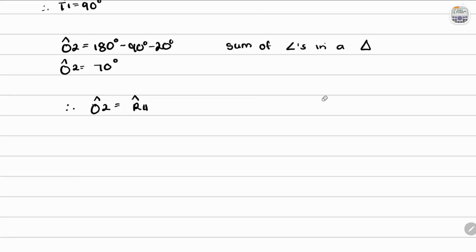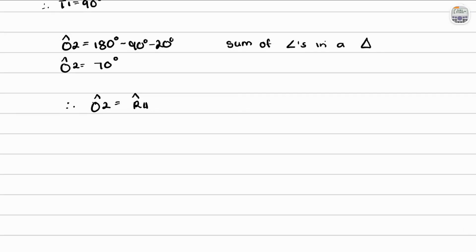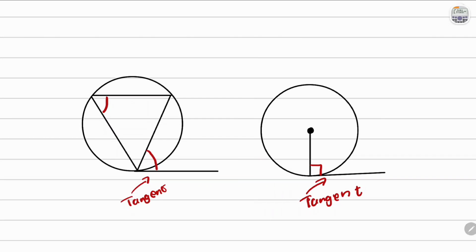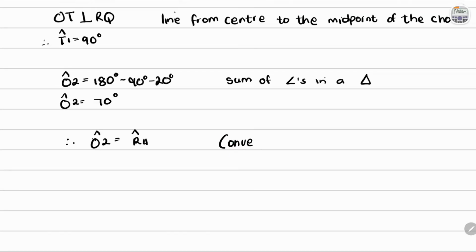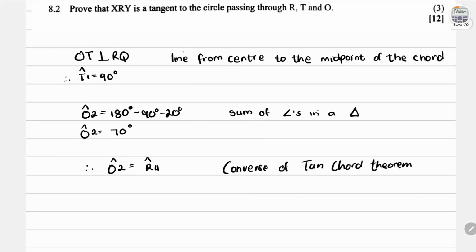Now this theorem, I can't just say because of the angle between the tangent. It's really because of the converse theorem, the converse of the tan chord theorem, because that's what we did. Instead of using the tan chord theorem, we actually did it backwards, because normally the tan chord theorem tells us this is a tangent, but in this case, we were trying to prove to them that this is a tangent. So the reason for this is because of the converse of the tan chord theorem. So that is what we have there. Okay, so that is the last question for question 8.